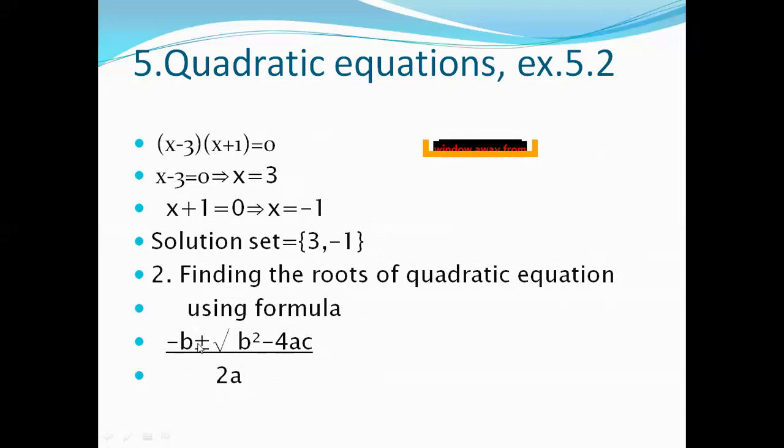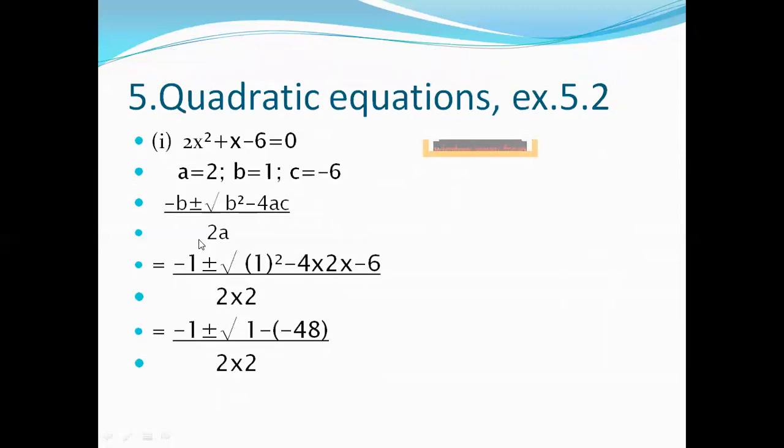The formula is minus b plus or minus. Both signs are there, so you have to read it as plus or minus. Minus b plus or minus root over b square minus 4ac, whole by 2a. This root is for both b square and 4ac. How to find the roots of the quadratic equation by using the formula? Let us see the examples.